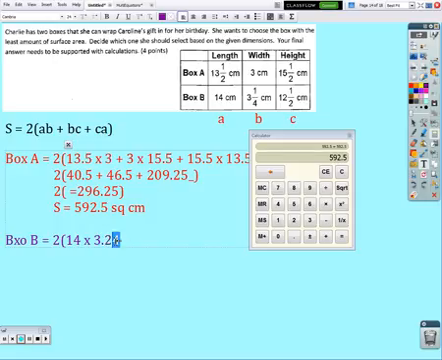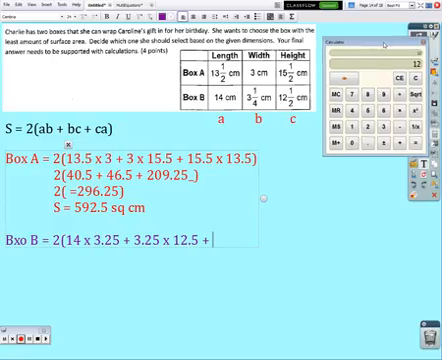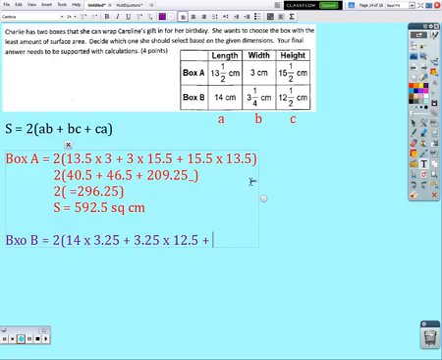Type slow, Scott. Plus 3 1/4 times 12.5, plus, what will be the last one? 12.5 times 14. I begin to multiply all that out, and I have the 2 outside.